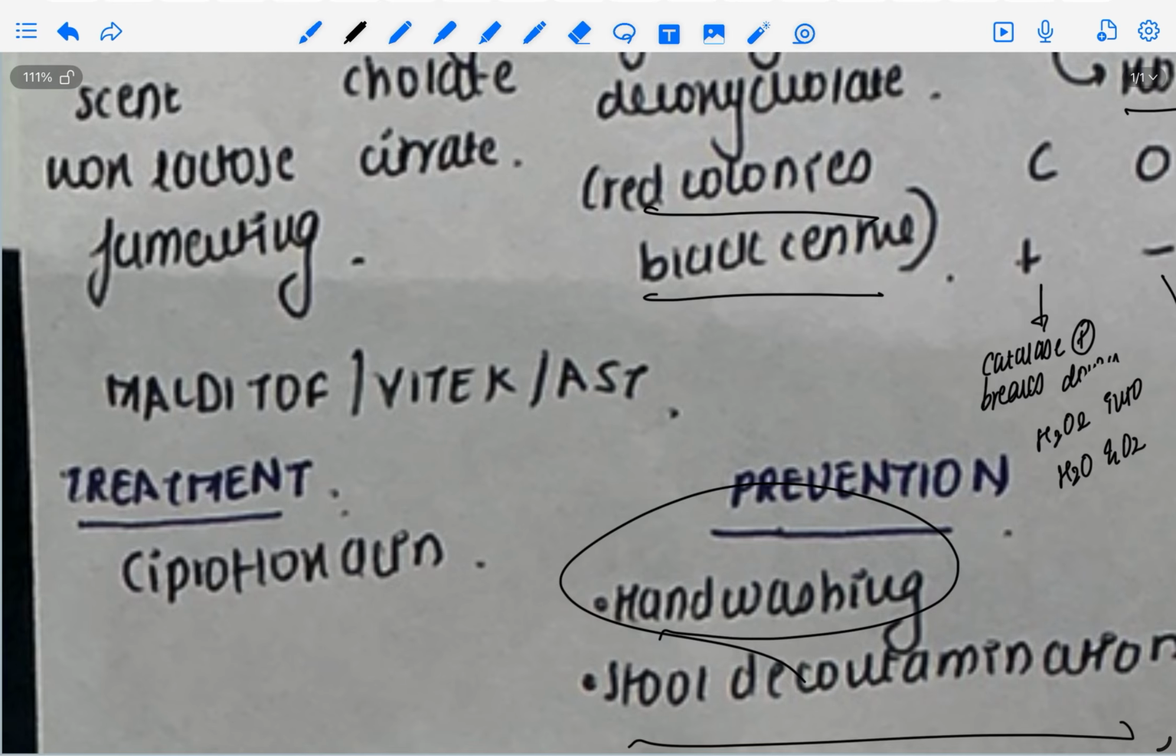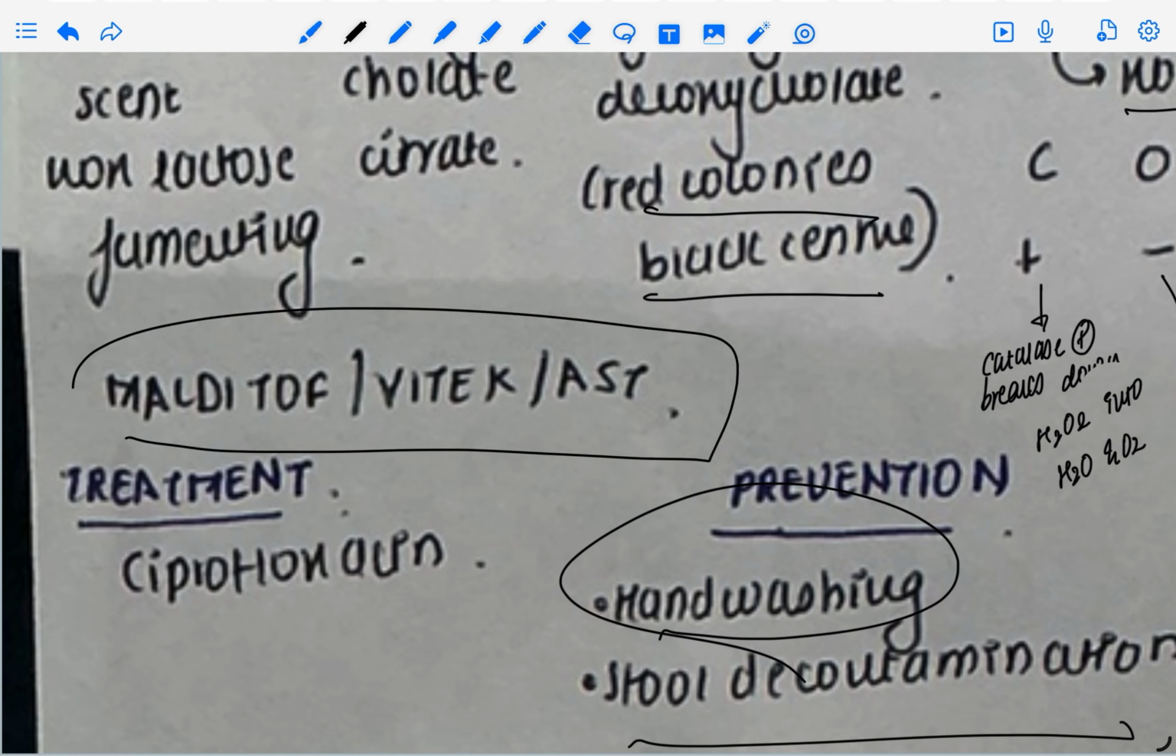Next, there are certain other tests that you can do, such as Vitek and antibiotic susceptibility testing. There is one treatment available for this, which is ciprofloxacin.